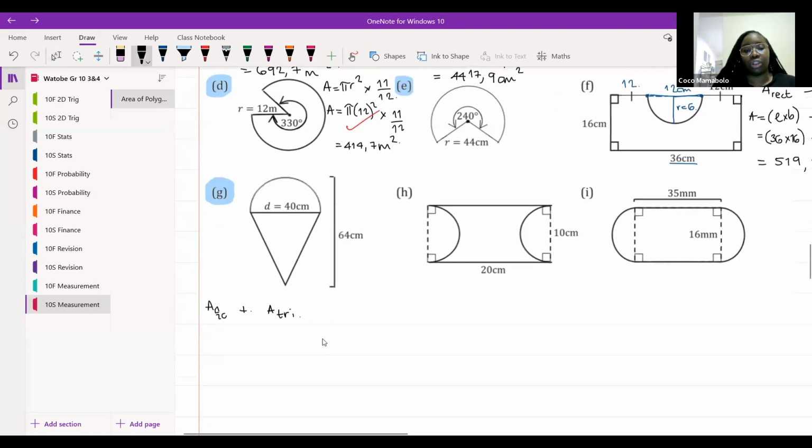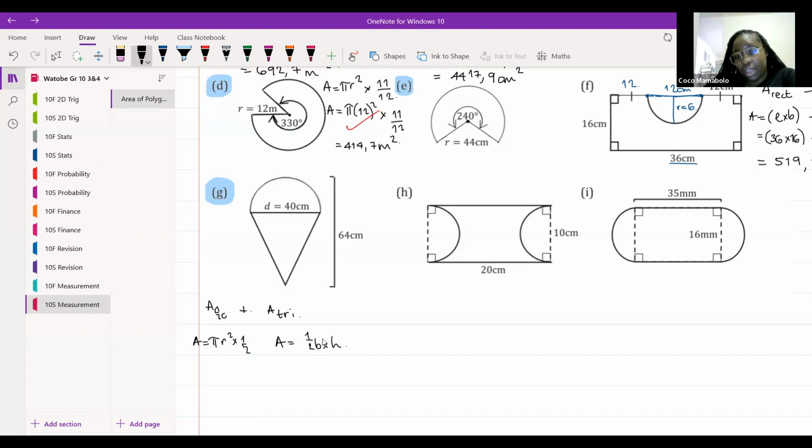The area of a circle is pi times radius squared, times a half because it's half a circle. Then we're going to need to calculate for the area of a triangle, which is half the base times the height. We're missing a lot of things.